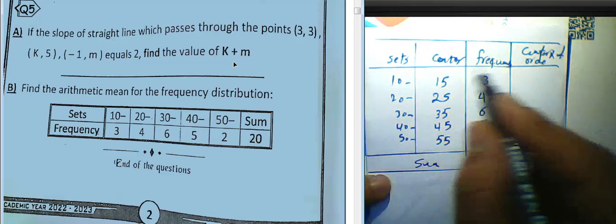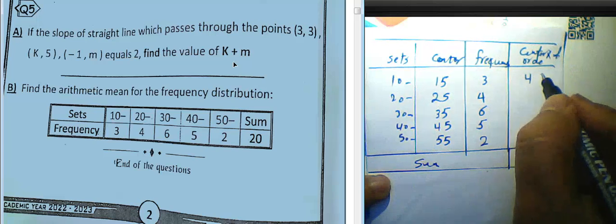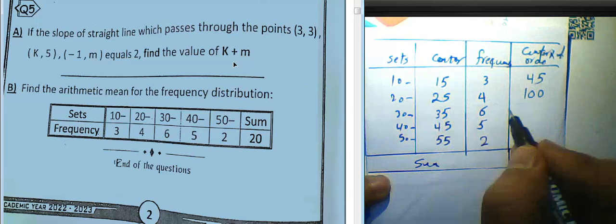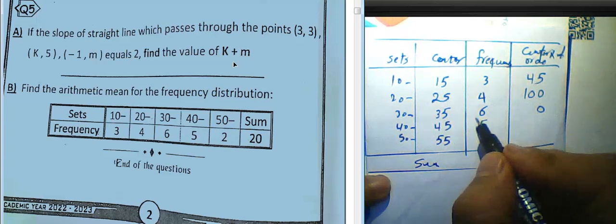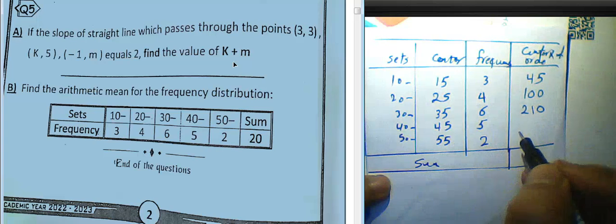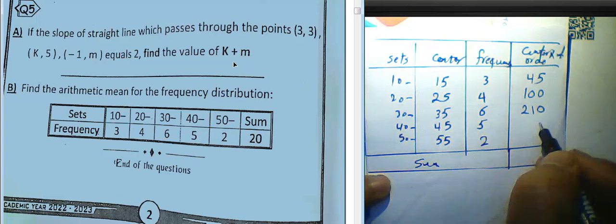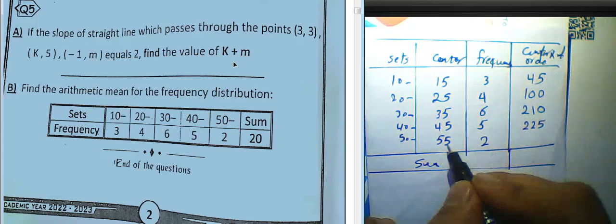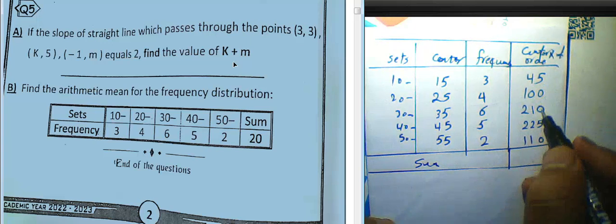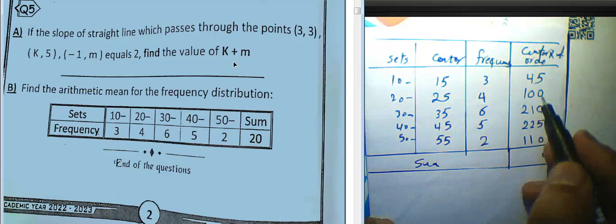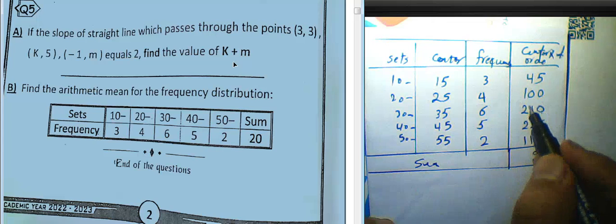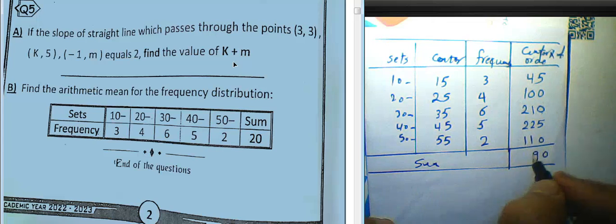And the multiplication of center and frequency: 3 times 15 equals 45. 4 times 25 equals 100. 6 times 35 equals 210. 5 times 45 equals 225. 2 times 55 equals 110. Then adding the column: 5 plus 5 is 10, write 0 and carry 1. 1 plus 2 is 3, 3 plus 2 is 5, 5 plus 1 is 6, giving a total of 690.